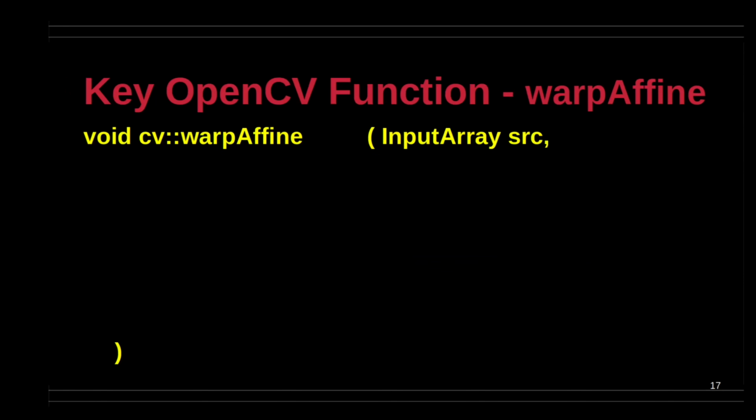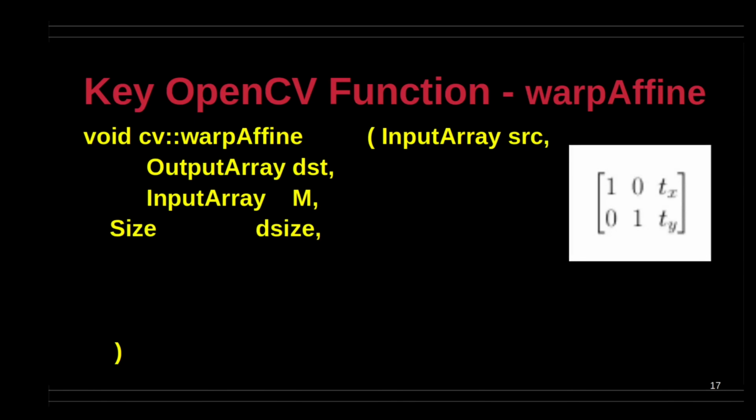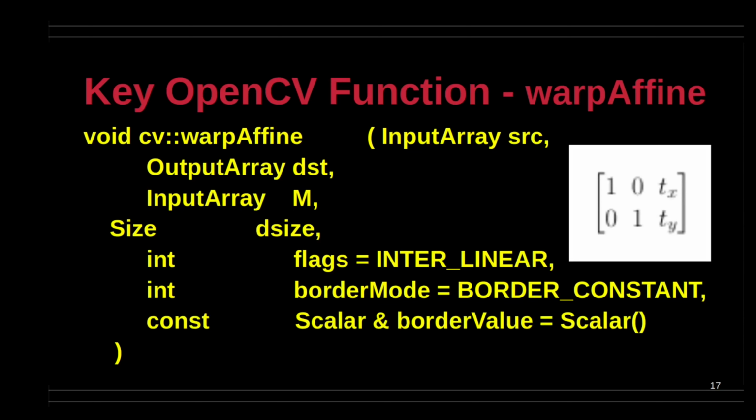Since there is no dedicated function in OpenCV to perform translation, we use the warpAffine function to perform the same operation. Of course, warpAffine can perform many other image transformations, but let us limit our discussion in this tutorial to image translation only.